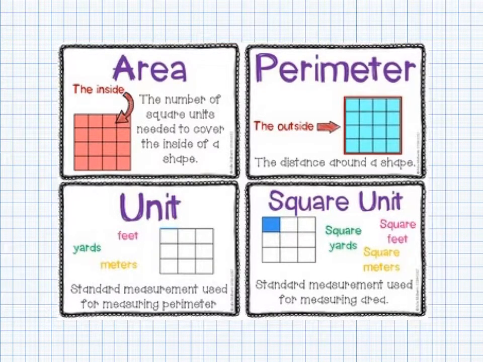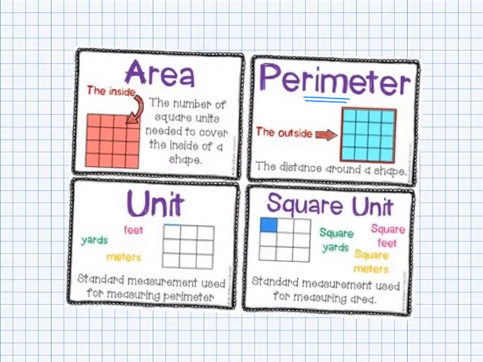A couple of things we need to know first before we start. The area is the number of square units needed to cover the inside of a shape. Okay? And the perimeter is the distance around the outside of the shape. We often tell the children, think about the rim of something, it's the edge of something, is the perimeter. It helps you remember it.